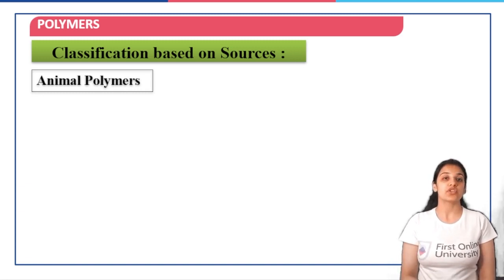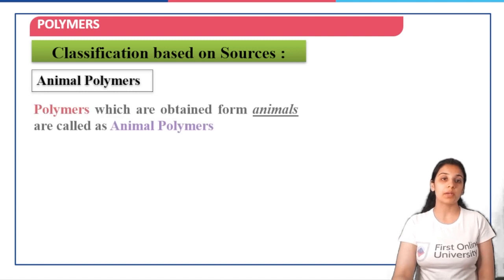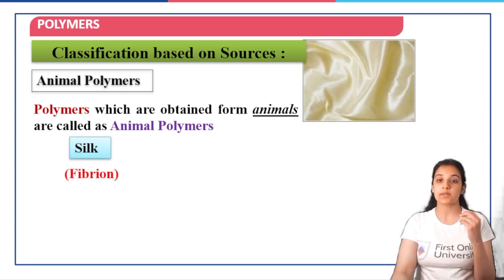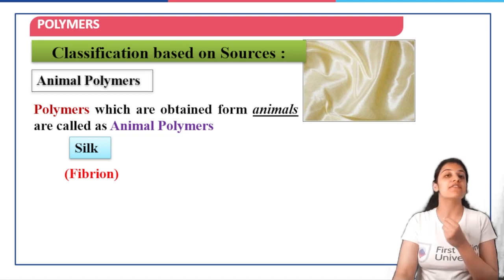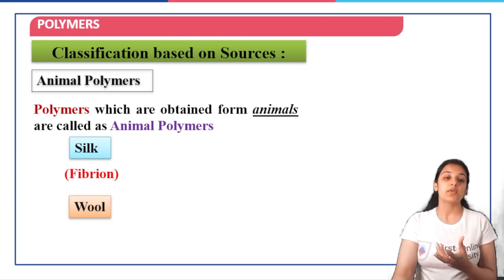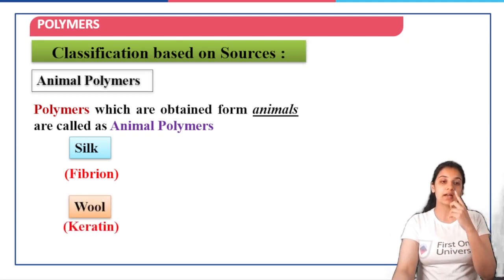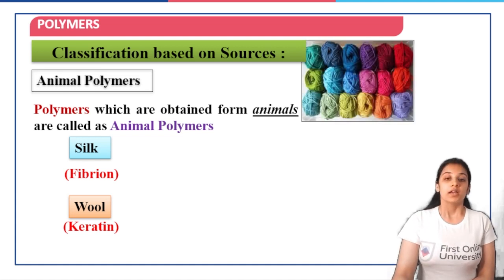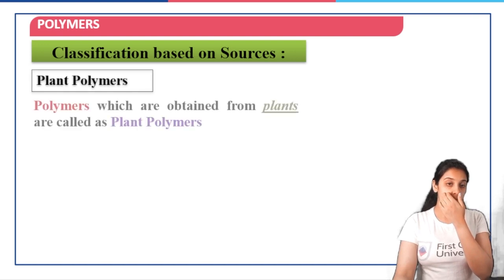The first one in natural polymers that we studied was animal polymers. So animal polymers are obviously those polymers that are obtained from animals. Like we have silk, which is fibroin, as you can see in the picture, silk sarees, silk clothes, they're very beautiful to look at. Then we also have wool, which contains the protein keratin, okay, as you can see in the picture. Then we have plant polymers.